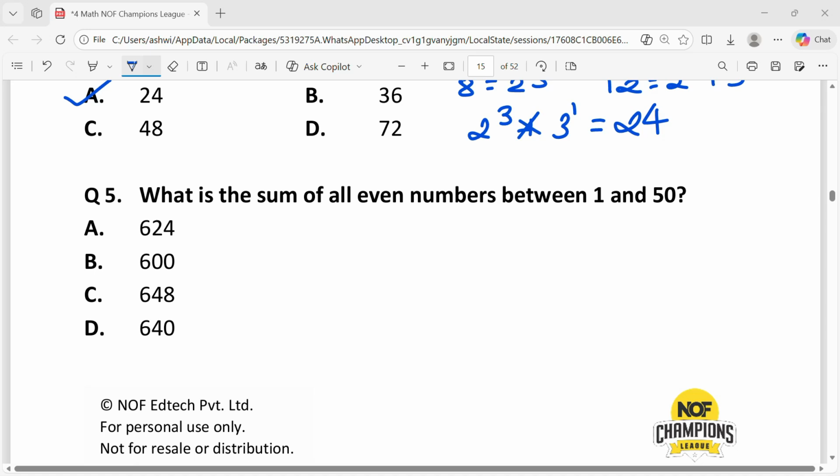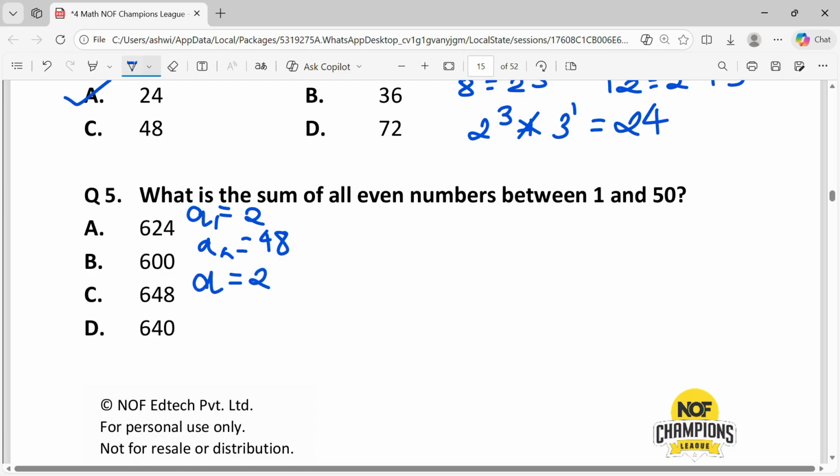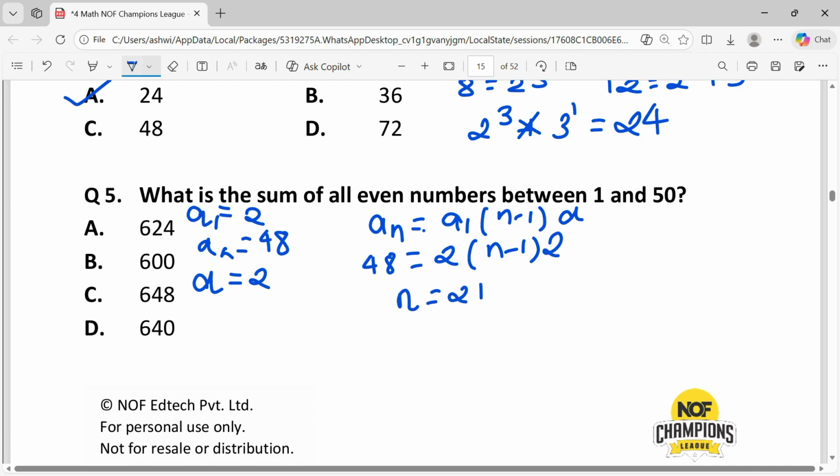Question 5. What is the sum of all even numbers between 1 and 50? Even numbers between 1 and 50 form an arithmetic progression, that is 2, 4, 6 to 48. The first term a1 is equal to 2, the last term an is equal to 48, and the difference d is 2. Formula for the nth term of an arithmetic progression: an is equal to a1 plus n minus 1 d. That is 48 is equal to 2 plus n minus 1 into 2. Solving, n is equal to 24. There are 24 even numbers between 1 and 50.